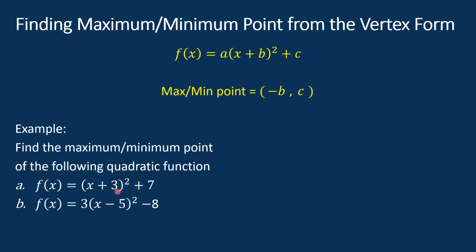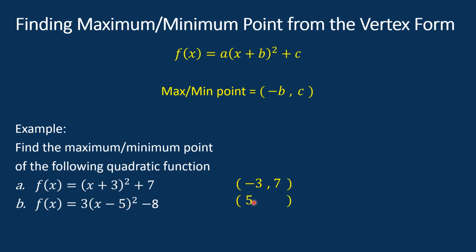So we have two quadratic functions in vertex form, and if we would like to find the coordinate of the minimum or maximum point, for the first one, the x coordinate will be the negative of the constant inside the bracket, which is negative 3. Negative 3, so the x coordinate is negative 3, and the y coordinate will be the constant outside of the bracket, which is 7.